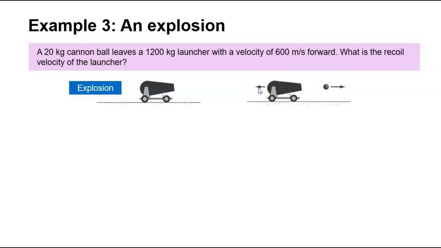So recoil velocity means the backwards velocity of the launcher. But maybe you didn't know that the launcher recoiled or went backwards. That's okay, because you're going to find out when we do our calculation. The calculation answer will tell you that it went backwards.